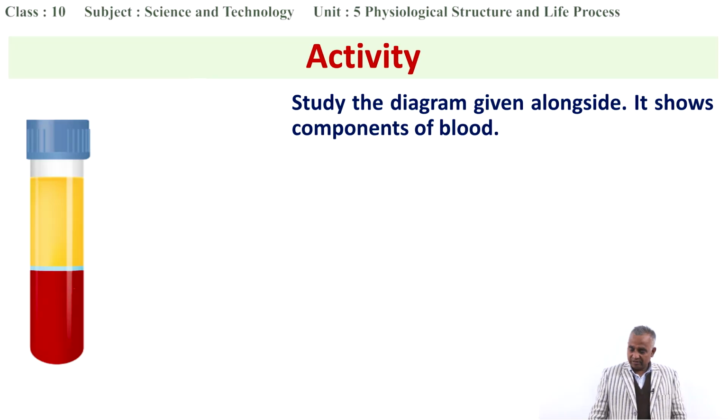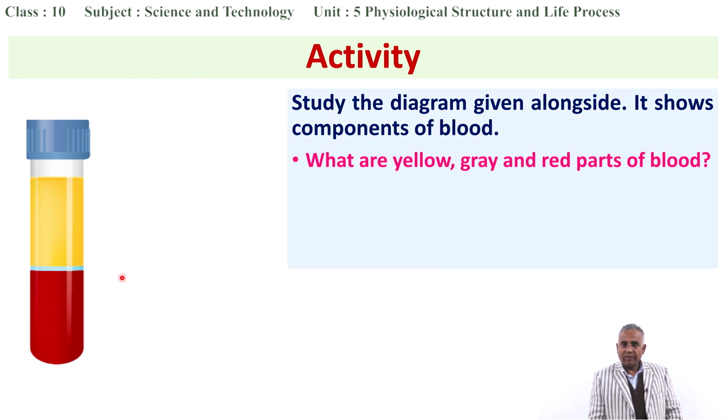Now we are going to continue our lesson, but before that, one activity is given here. You are seeing that vessel given here with blood, and it is showing blood components in different colors. You have to study it, and what to do is given here. What are the yellow, gray and red parts of blood? There are three parts of blood. You have to identify what they are. Can you identify?